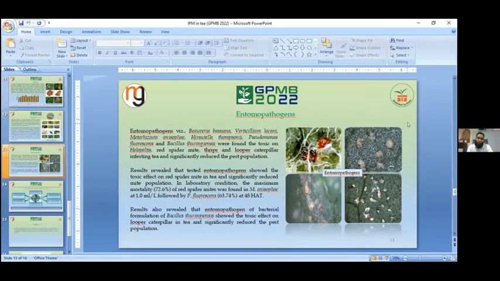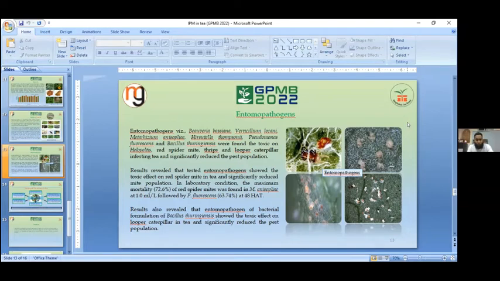This is microbial control. We can use Beauveria bassiana, Verticillium lecanii, Metarhizium anisopliae, Hirsutella thompsonii, Pseudomonas fluorescens, and Bacillus thuringiensis. These are found very much toxic to Helopeltis, red spider mite, and thrips. And we have found that in laboratory condition, the maximum mortality of red spider mite was found with Metarhizium anisopliae, followed by Pseudomonas fluorescens.